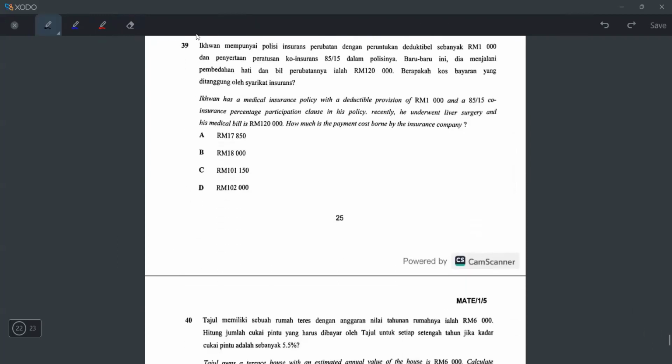Okay, question 39. This one is important. I'm very tired already, but I have to explain a lot on this one. This is medical insurance, very important. Let's read the question. Equine has a medical insurance policy with a deductible of 1,000 and an 85/15 co-insurance percentage.